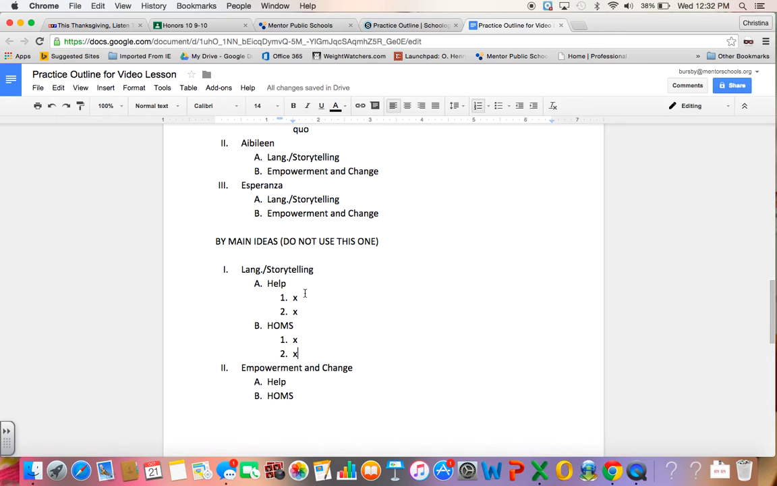The reason that this isn't going to work is because if you're talking about the first major idea, language and storytelling, with The Help and then the House on Mango Street, you're first talking about The Help, then you're talking about House on Mango Street, then you talk about The Help again, and then you talk about House on Mango Street. So you're ping-ponging back and forth between the two books, okay? Think of that from the perspective of a reader. Is it easy to read something where you're jumping from one idea and then back to another and then back to the first idea and then back and forth and back and forth? Hopefully you're answering no, okay?